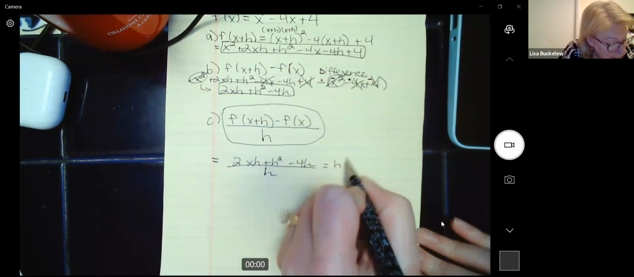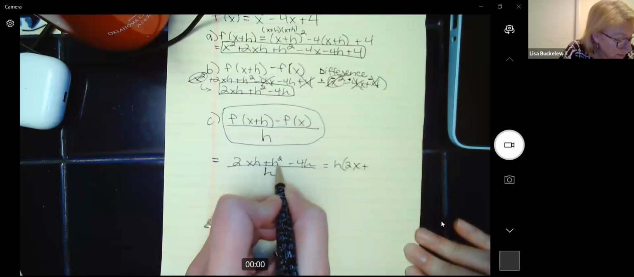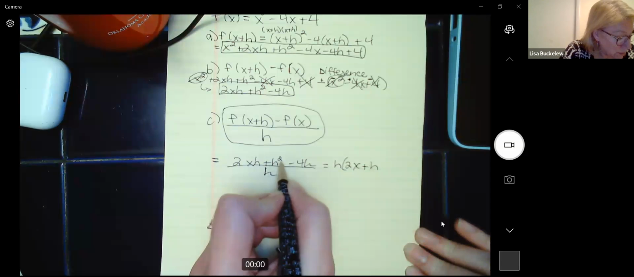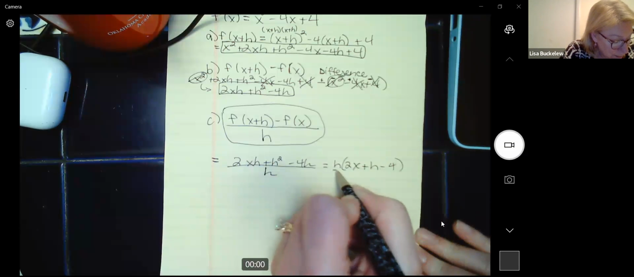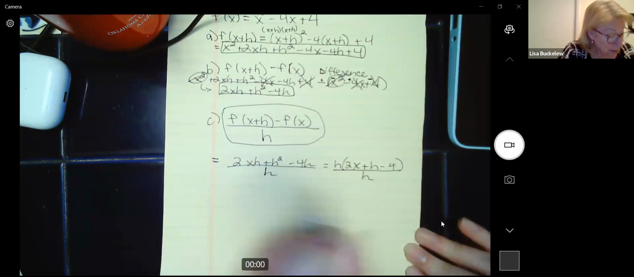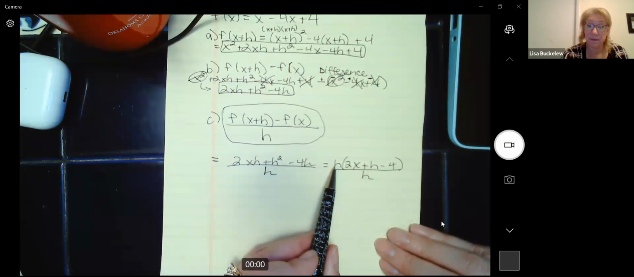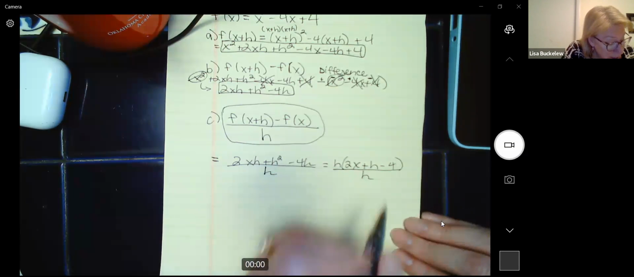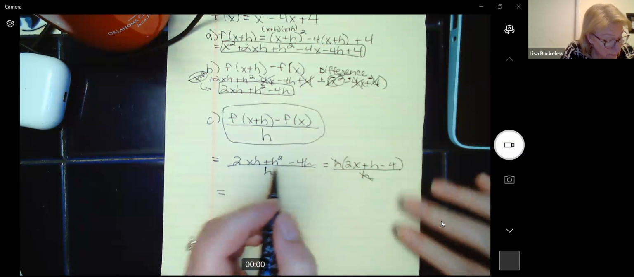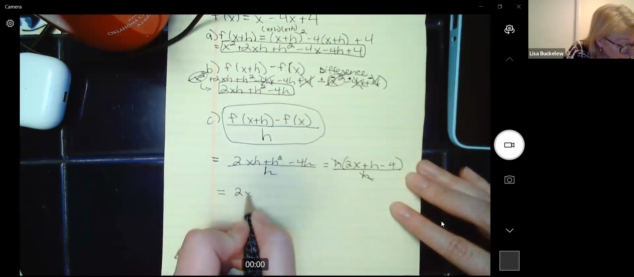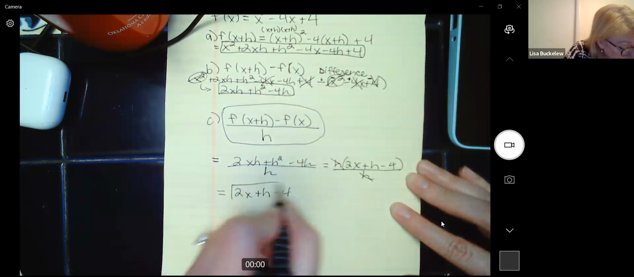So I'm going to factor out an h, 2x. If I take h out or divide h squared by h, I'm going to be left with one more h like that over h. So I just factored the common factor of h out in front here. Okay. So when I do that, I'm going to cancel the h's. And this is what's going to be left. I'll have 2x plus h minus 4.